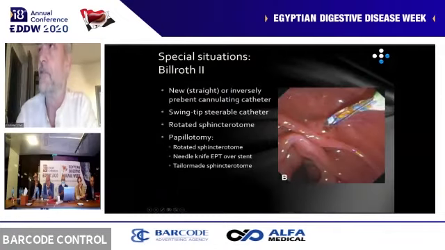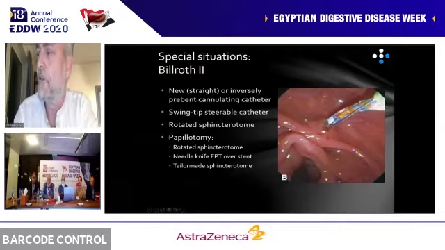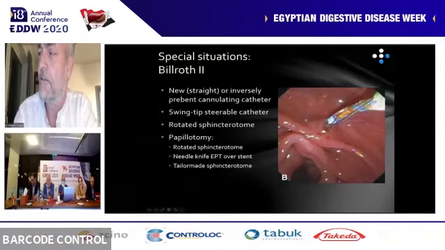Just to mention as well other situations. So if you have a Billroth 2 situation, then everything is upside down. So your normal sphincterotomy direction doesn't really work, because you have to cut here, not here. So either you have to rotate your sphincterotome, or as we usually do, place a stent and then use a needle knife onto that stent to do the cut, and then remove the stent and do the sphincterotomy onto that.